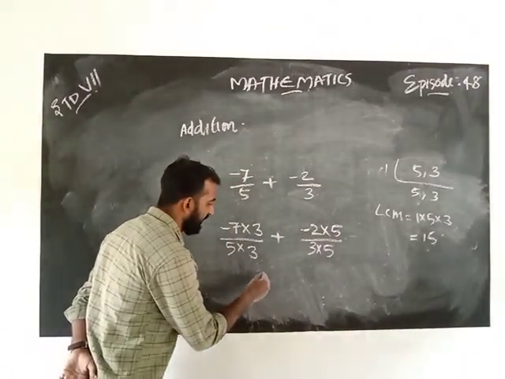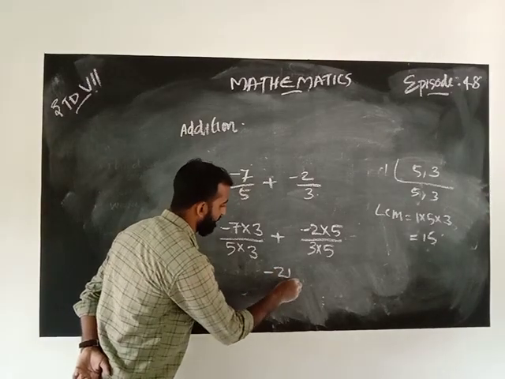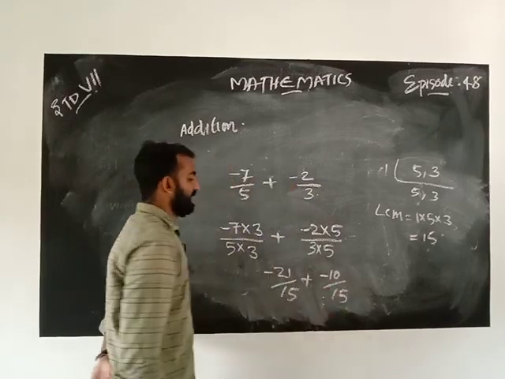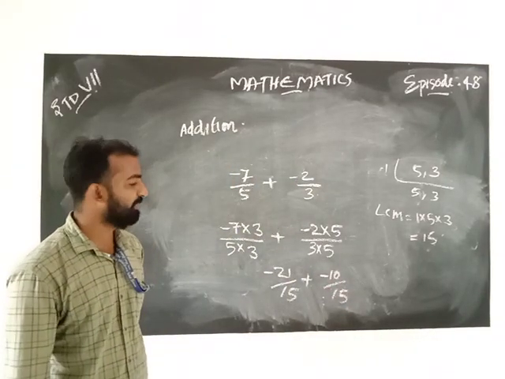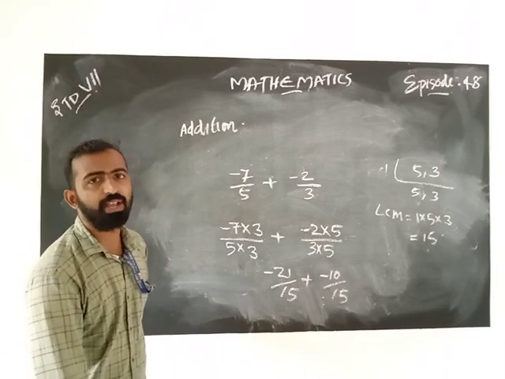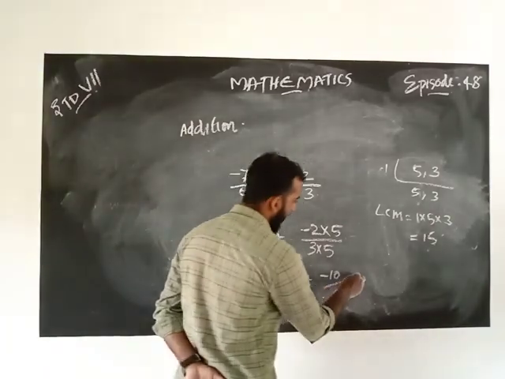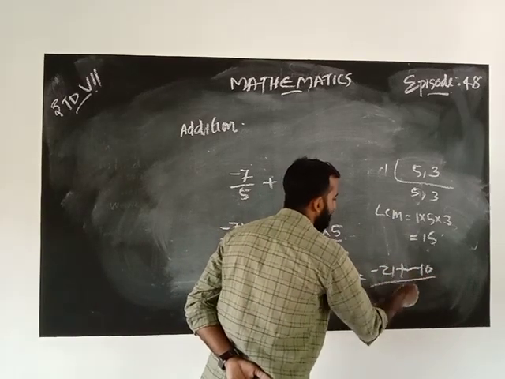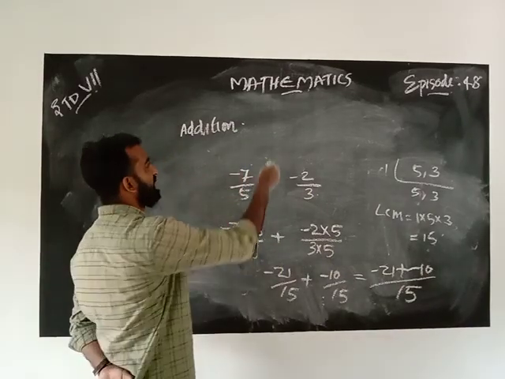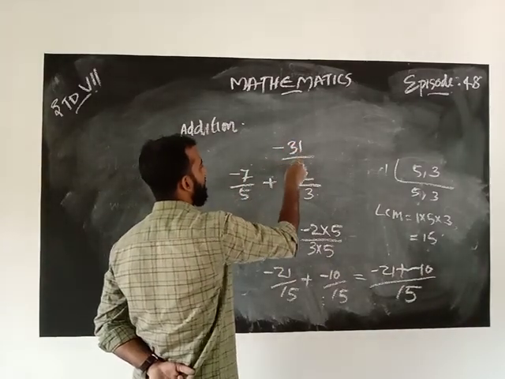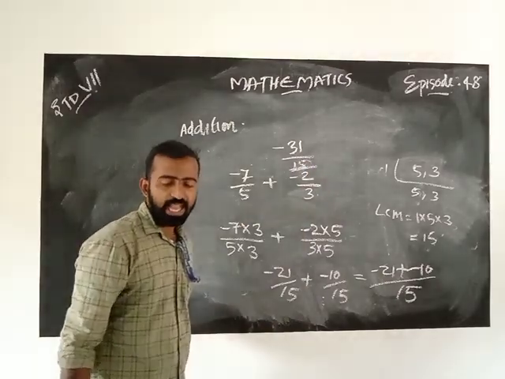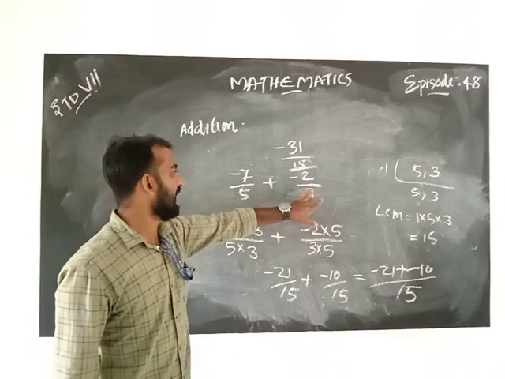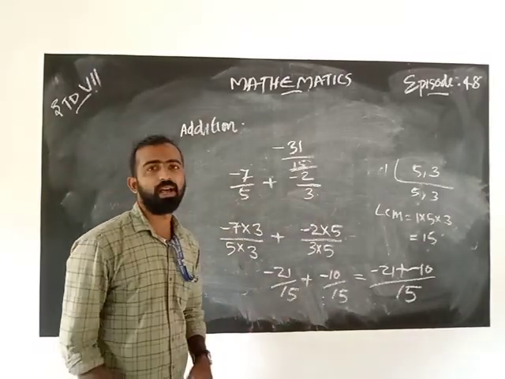Here we get negative 21 by 15 plus negative 10 by 15. That is, negative 21 plus negative 10 divided by 15. The answer is negative 31 divided by 15. This is the answer.